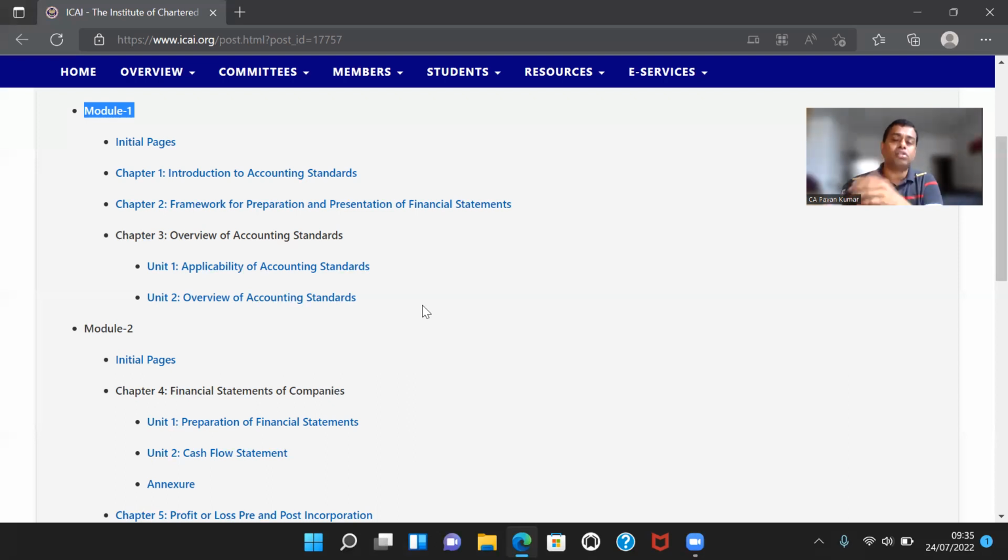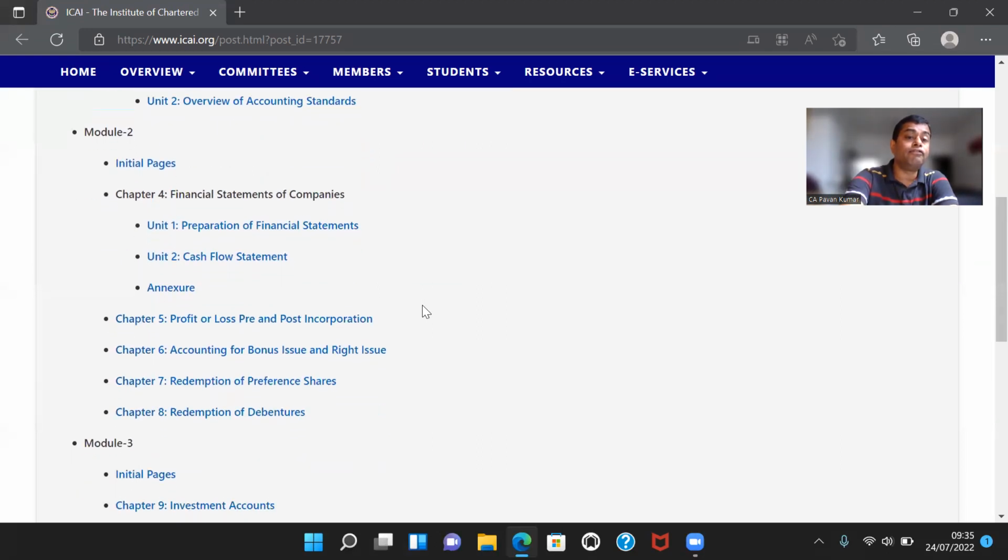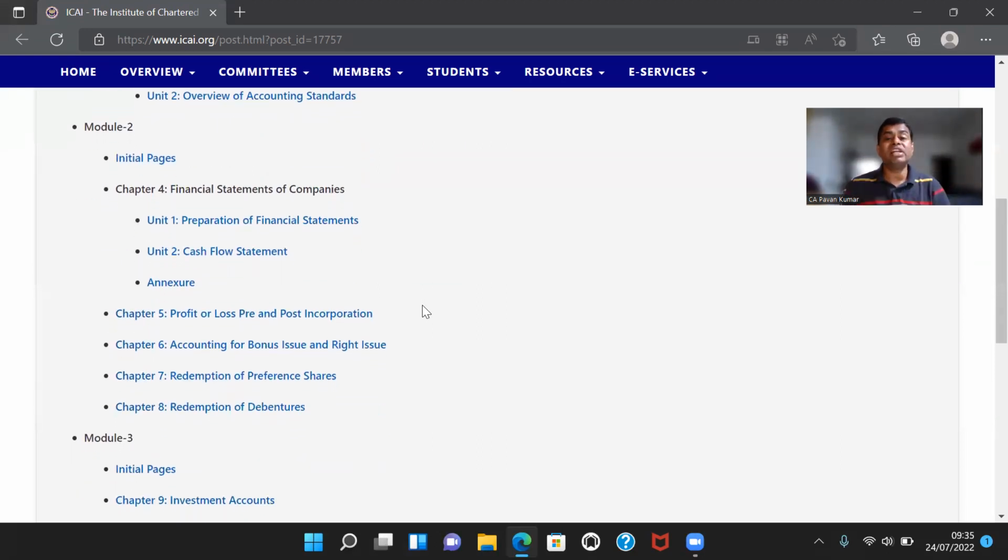Rather, you'll get 2-3 modules for all the subjects. ICAI started giving these modules 3-4 years back. Before that, one subject, one book. Now you have multiple books, module 1, module 2. So in the second textbook, the initial pages you can leave for financial statements of companies. Very, very, very important area. It deals with 2 things: one, P&L and balance sheet of a company, then cash flow statement of a company, unit 1 and unit 2.